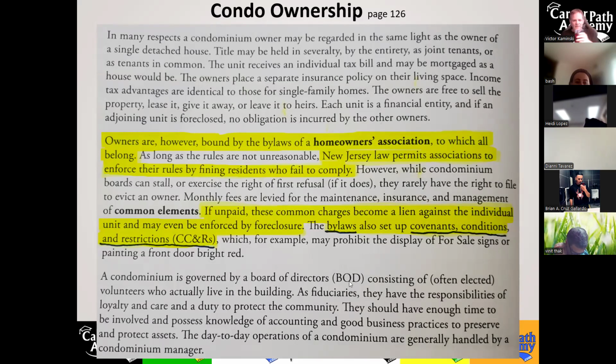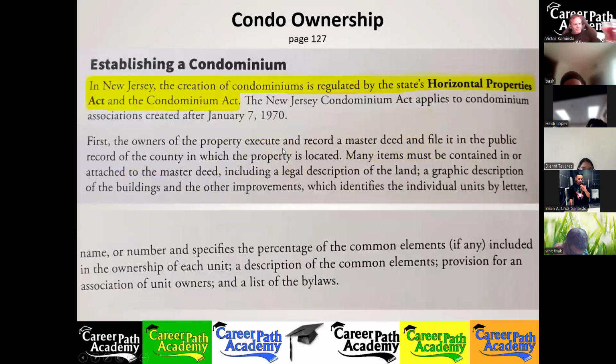All right, so let's take a look and see what else we got here. Okay, establishing condominiums. How do you create a condo? Let's highlight this on page 127. If you buy a plot of land and you want to make a condo complex, how do you do it?